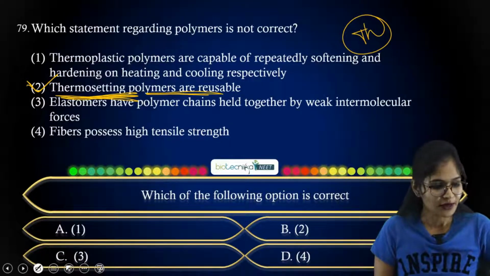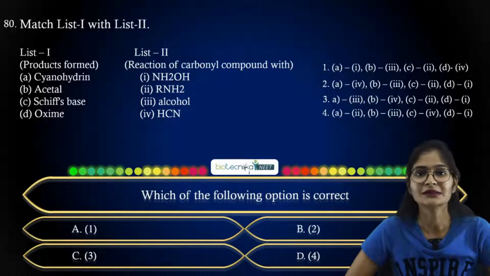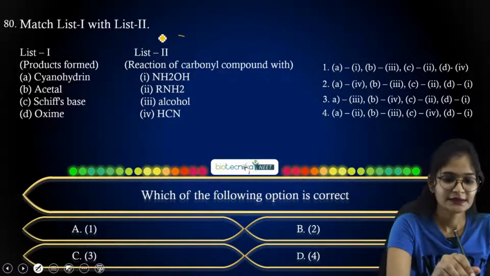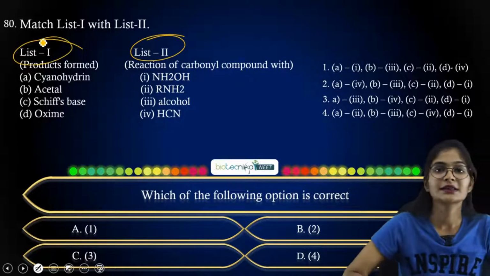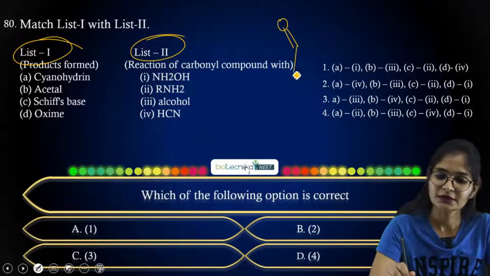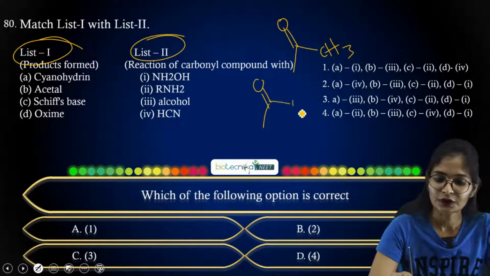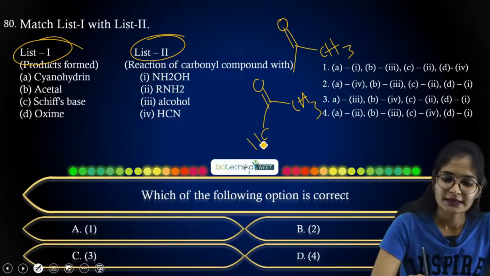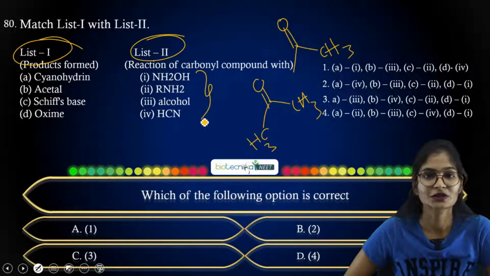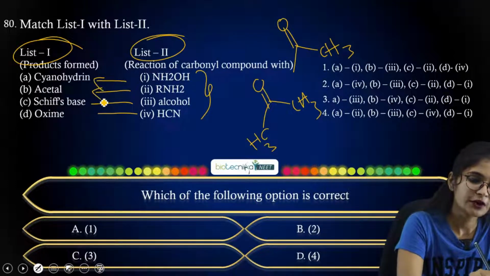Now coming to your next question, with respect to the organic chemistry part, where they have given some carbonyl compounds in list 2, and in list 1 they have directly given their products. Your duty is to take any carbonyl compound, let us consider acetaldehyde or acetone. Try to treat it with the corresponding reagents they have given, NH2OH, RNH2, alcohol and HCN, and you are going to get some products, as mentioned in list 1.